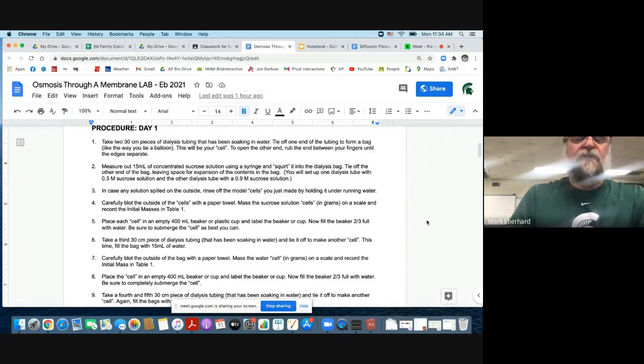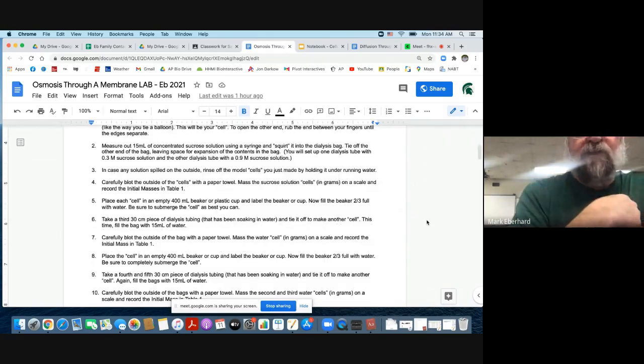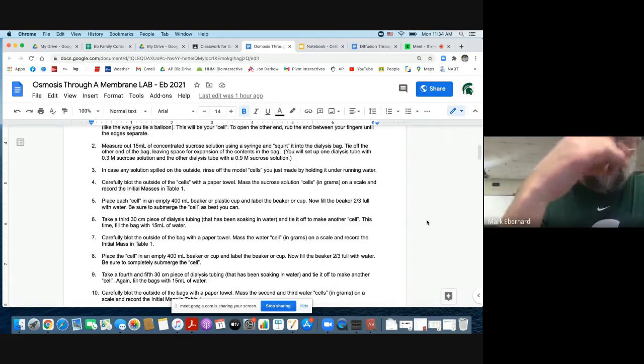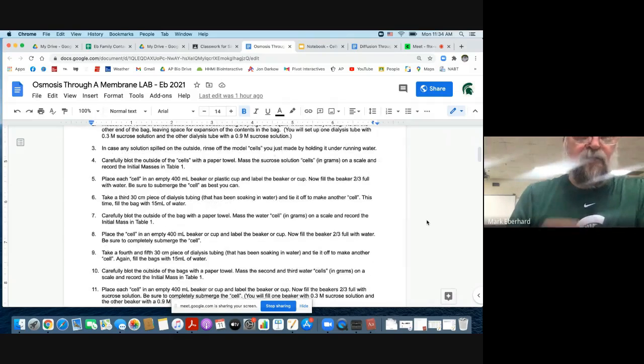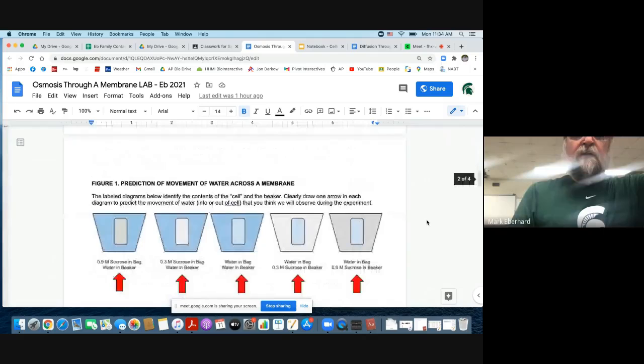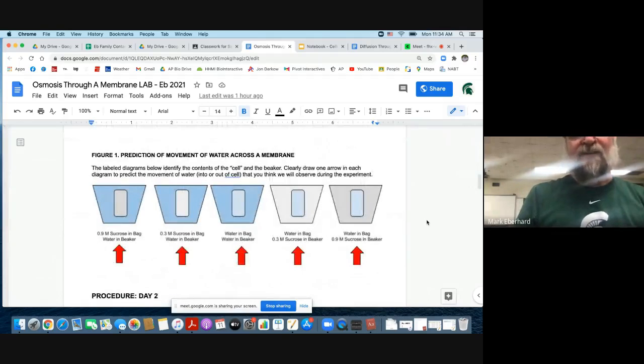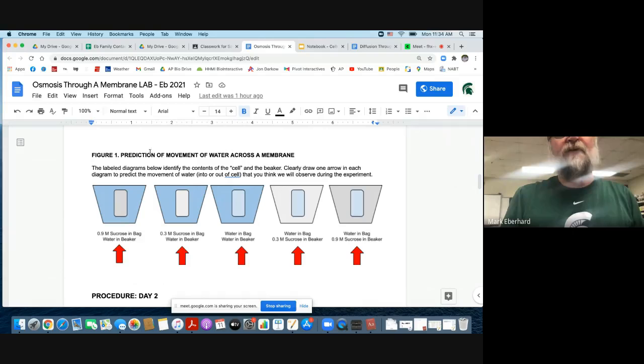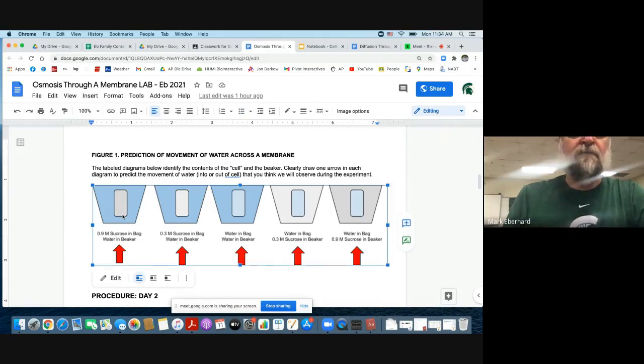Then there's the procedure. I encourage you to skim through the procedure later, just to get a feel for what was done to set this up. It's not complicated. I'm going to try to show it to you anyway. I also suggest before you get too far into the data to do the prediction. So for the prediction, you're just going to click here, hit edit. And all you're predicting is which way the water is going to go.